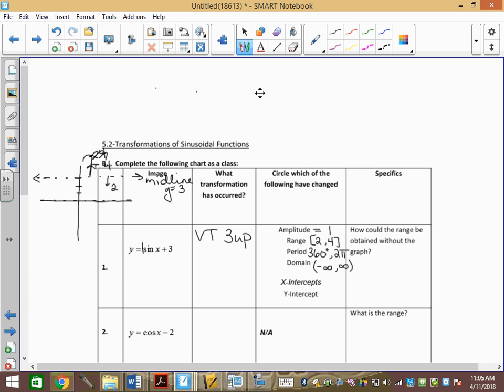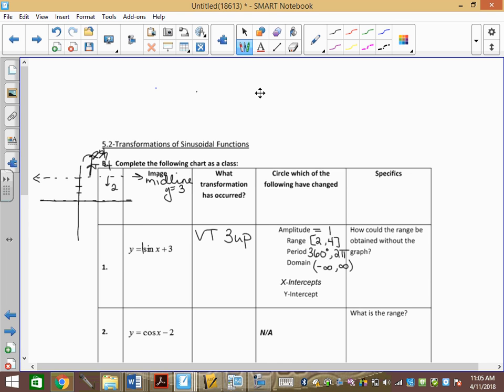It floats from 2 to 4. Where's my x-axis? Down here. It floats from 2 to 4, so there are no x-intercepts. That's actually the best thing ever. I don't have to give a general solution. I don't have to give any solution. I have no x-intercepts. So it does affect it.